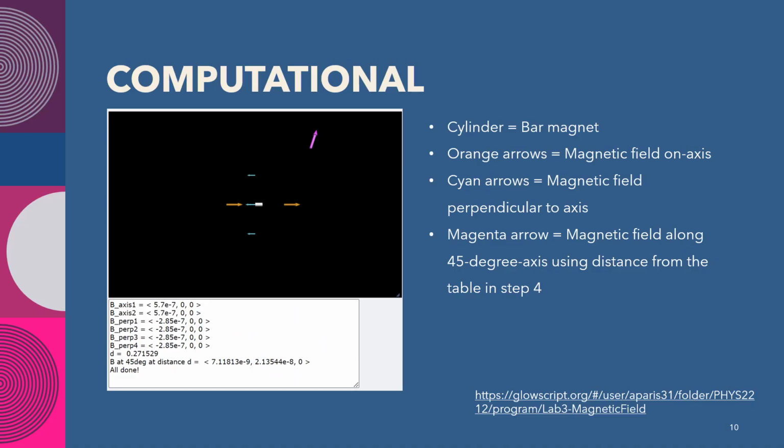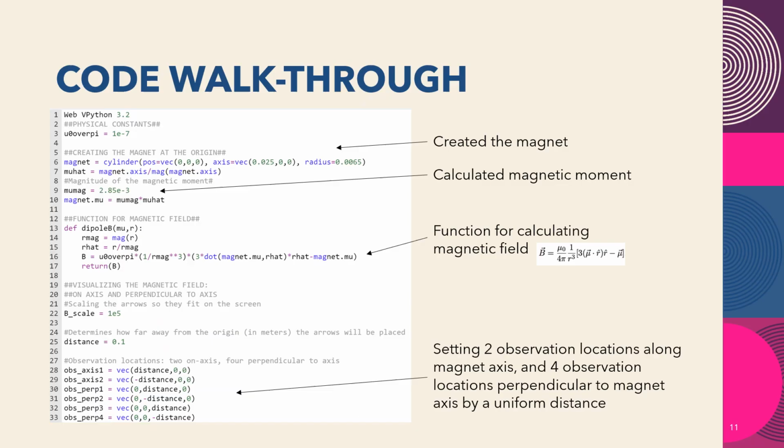Here are the results of my computational model. The cylinder is the bar magnet, the orange arrows represent the magnetic field on axis, the cyan arrows represent the magnetic field perpendicular to axis, and the magenta arrow represents the magnetic field along the 45-degree axis, using the distance from the table in step 4.